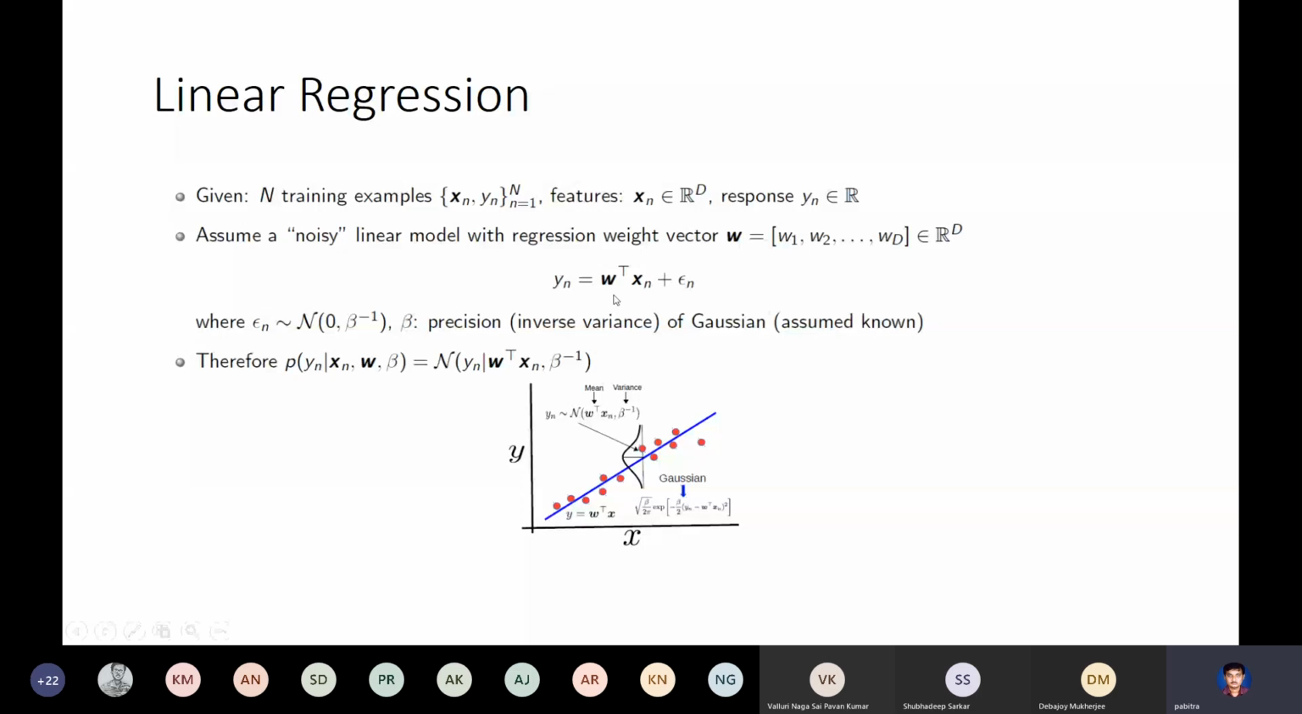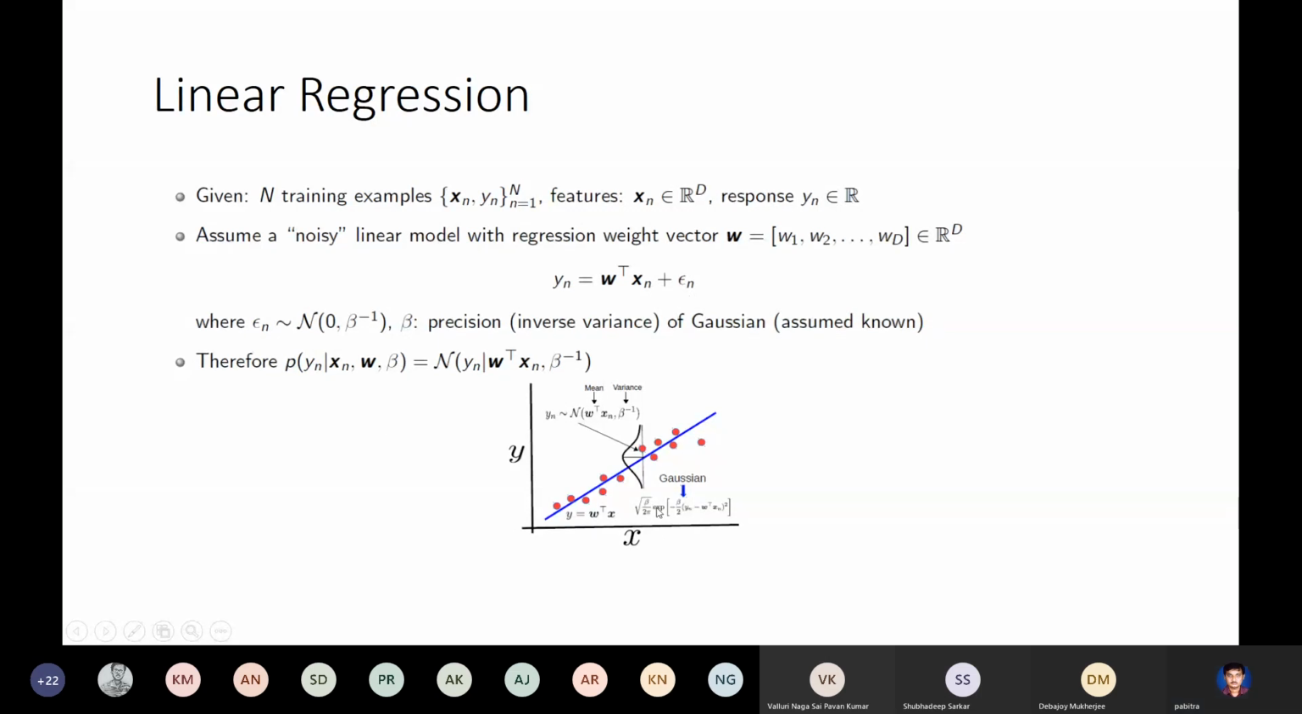Since this Wtxn is a constant, the variance of yn will just be the variance of epsilon n, which is beta inverse. And the mean of epsilon n is 0, so the mean of yn will be just Wtxn, this constant part. So yn is a random variable which is Gaussian with mean Wtxn and a variance sigma, which is beta inverse.